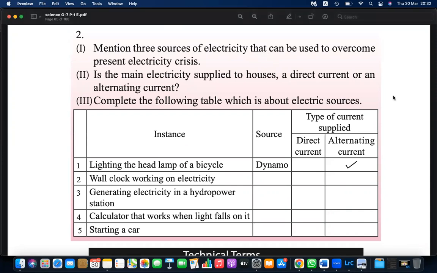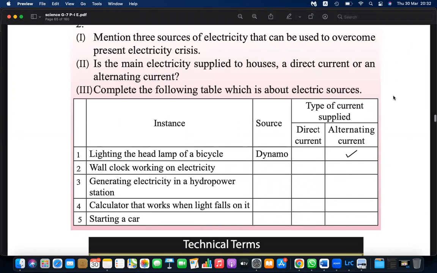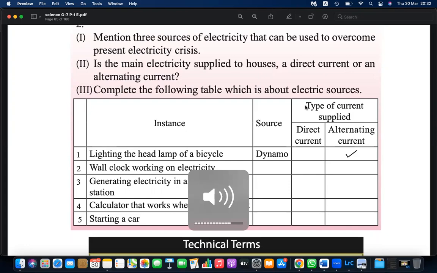Then the next question: the main electricity supplied in houses, is it direct current or alternating current? Is it AC or DC? Yes, the main electricity, is it AC current or DC current? Yes, it is AC current. True.